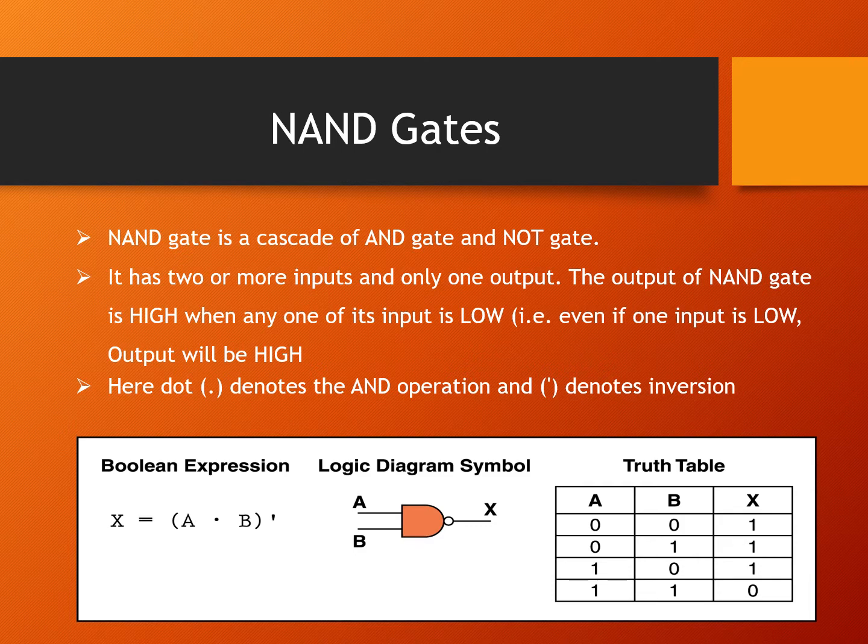The Boolean expression is x equal to (a dot b)'. The logic diagram is given here, and in the truth table we have A and B, two inputs, and X is the output. Here, if any one of the inputs is 0, the output will be high. So 0 0 equals 1, 0 1 equals 1, and 1 0 equals 1, 1 1 equals 0. So here, when both the inputs are high, the output is 0.